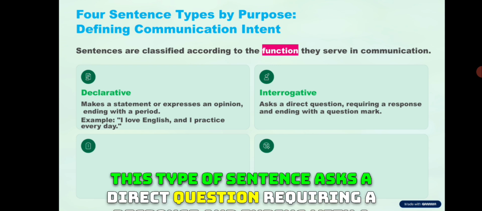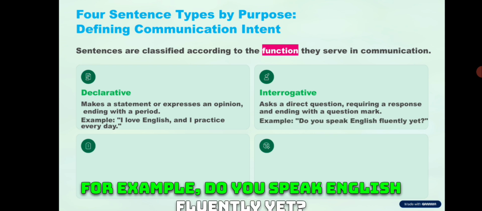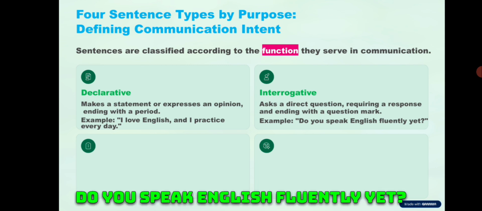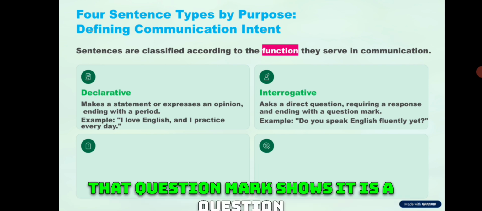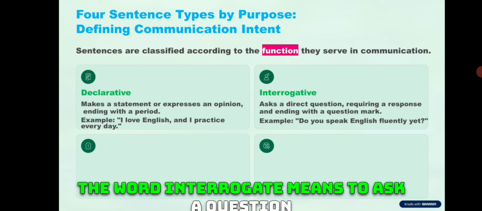This type of sentence asks a direct question requiring a response and ending with a question mark. For example, do you speak English fluently yet? That question mark shows it is a question. That's what we call an interrogative sentence. The word interrogate means to ask a question.